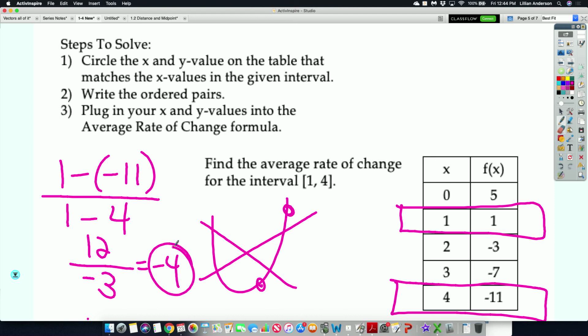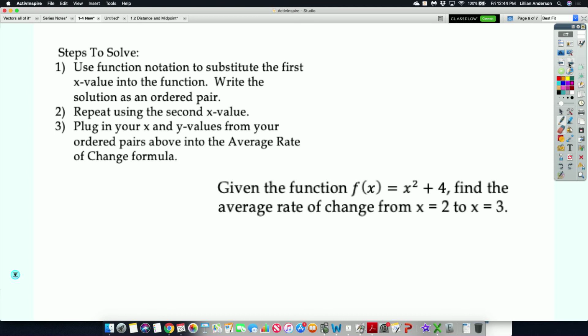The average rate of change is basically telling you how quickly the graph is either increasing or decreasing between those 2 points. Okay? Let's look at it from a function. Is everyone okay so far? Graph is pretty simple. You just got to find the y values. Table's even easier. You just got to pull out the information. Okay? When it's a function, that's where you actually got to do a little bit of work. Because you need to substitute in the x value into the function to find the corresponding y values.